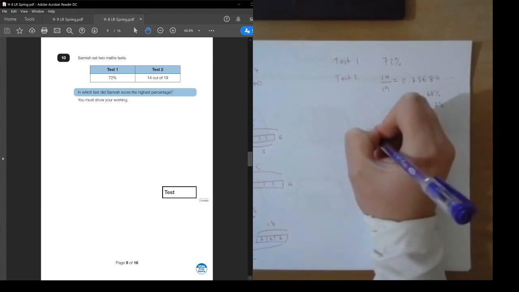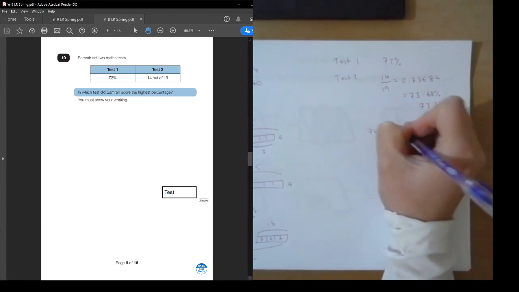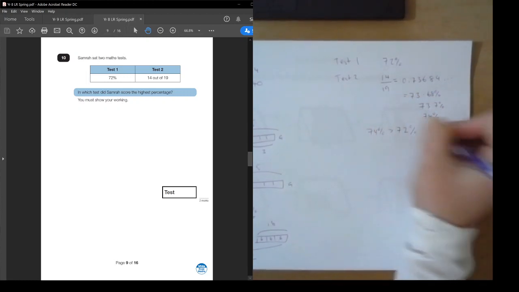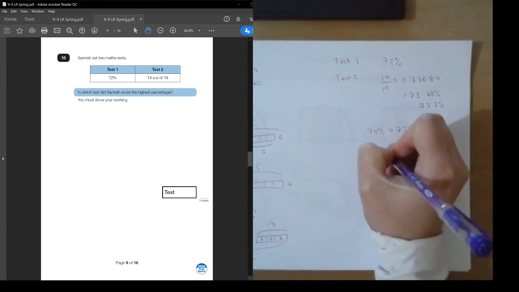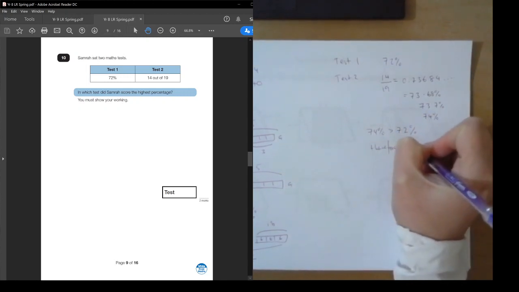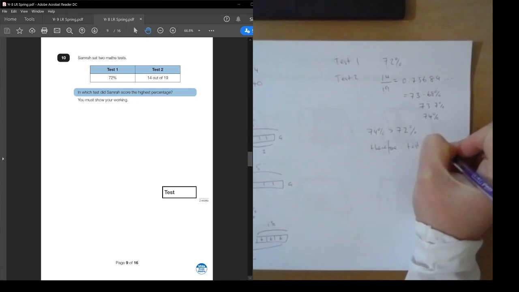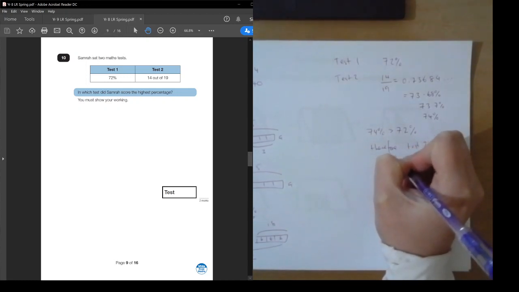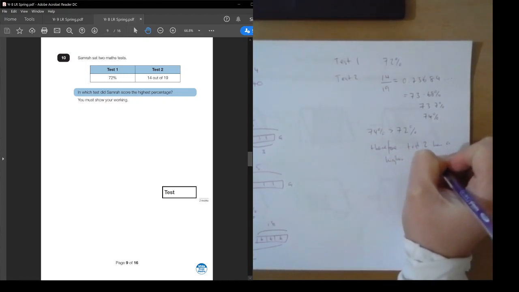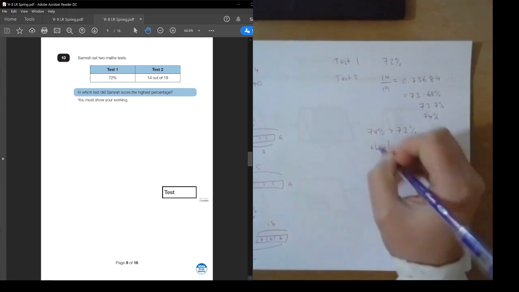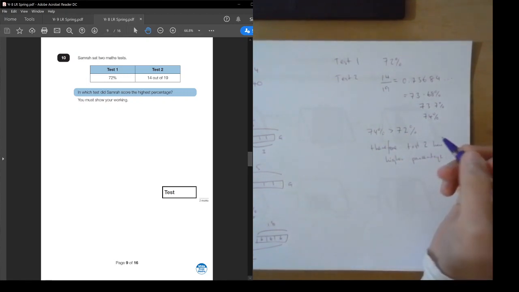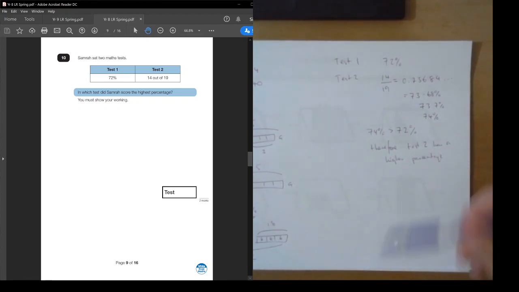Once I've got that, I can just say 74 is more than 72. Therefore, test 2 has a higher percentage. They don't actually ask for this particular statement within the question. I've just got a habit of writing down statements because especially when you go up in the years, they will start asking you for statements. So this is something that you could look forward to, potentially.